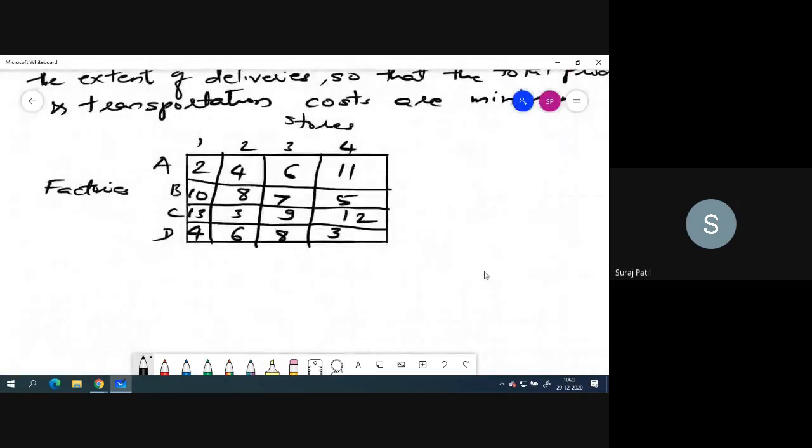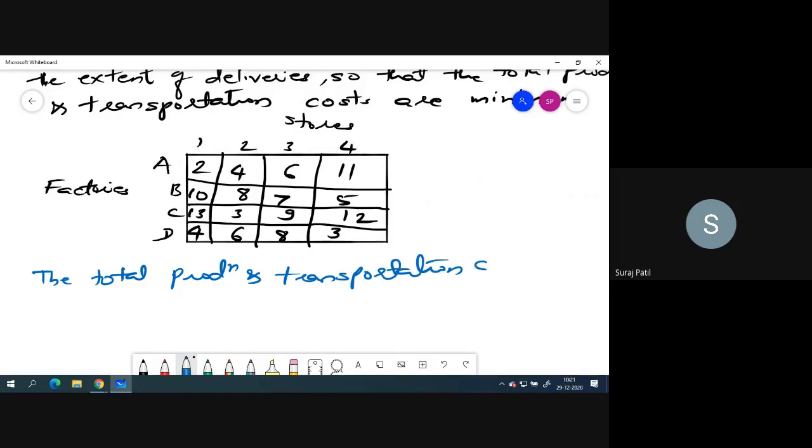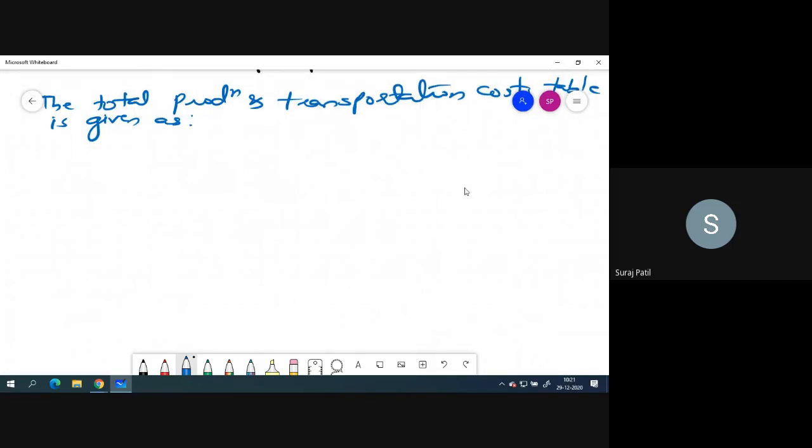So what is the modified table I'll get? I'll just write the total production and transportation costs table is given as, so just write it here.